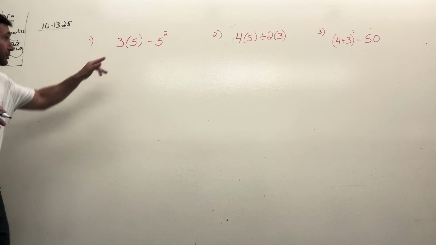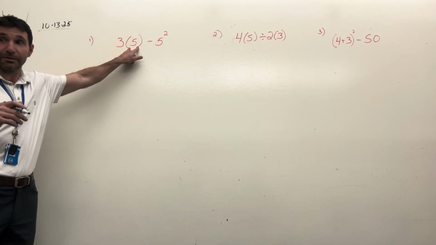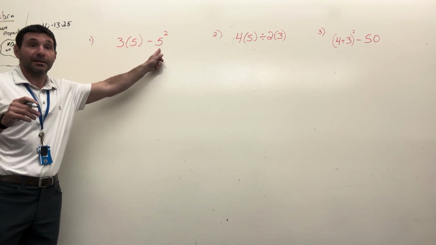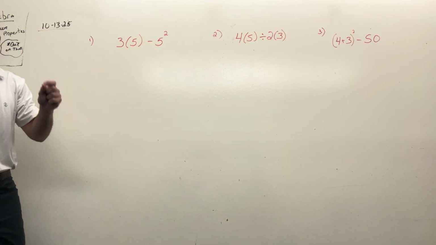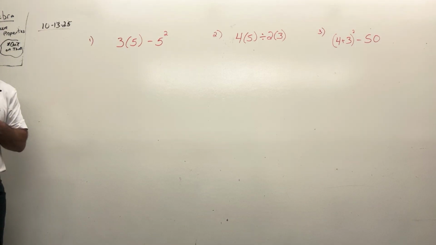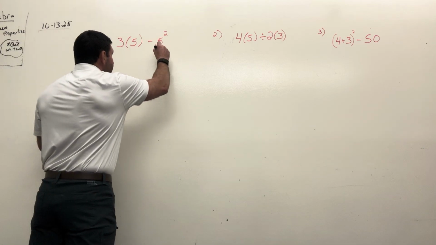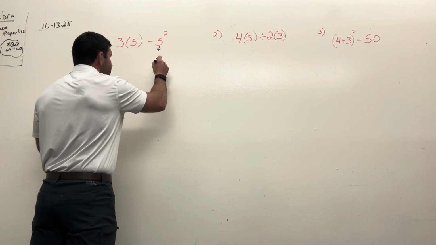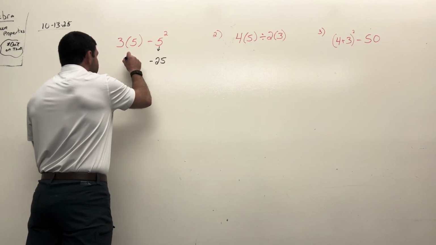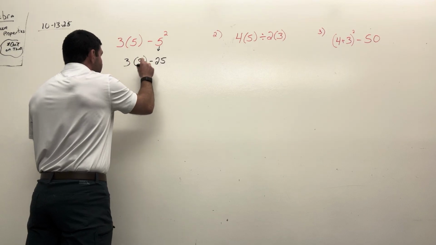Do we have grouping symbols? Well, yes. Is there anything to do inside of them? No. Are there exponents? Yes. What does 5 squared mean? Annie, what does 5 squared mean? 5 times 5. Very good. 5 squared means 5 times 5, which is 25. So now I have 3 times 5 minus 25.